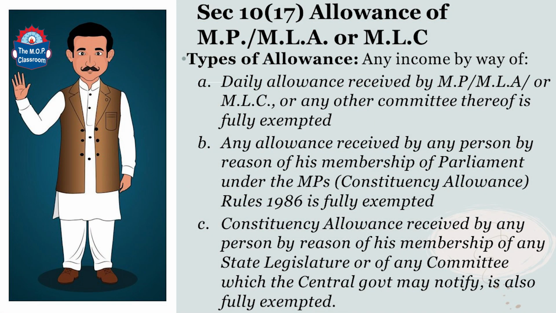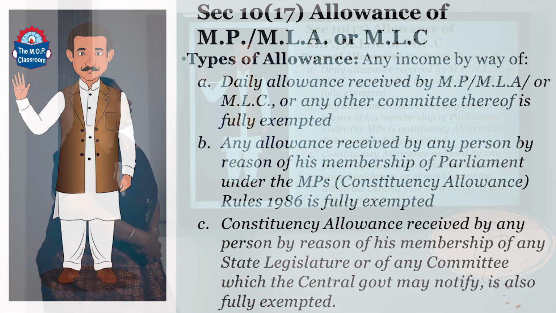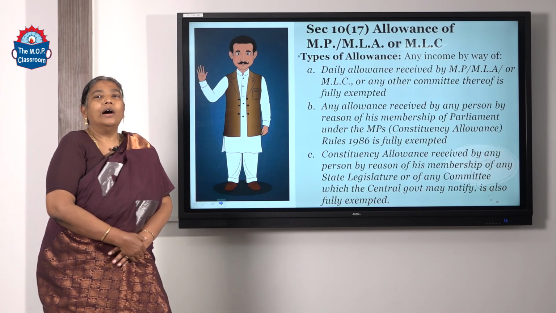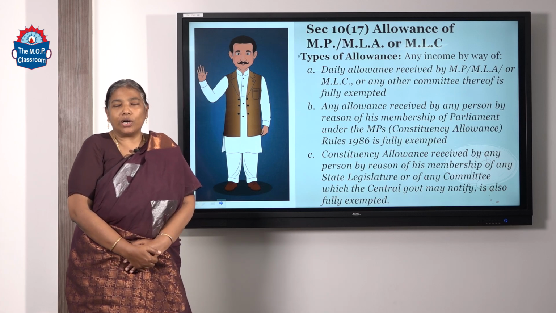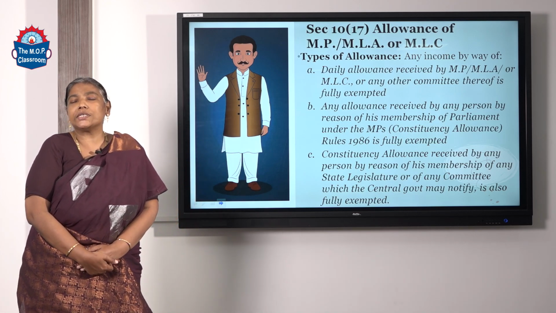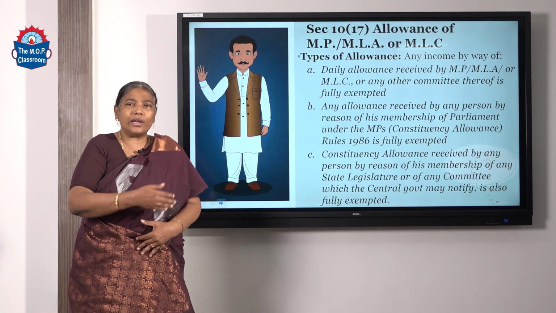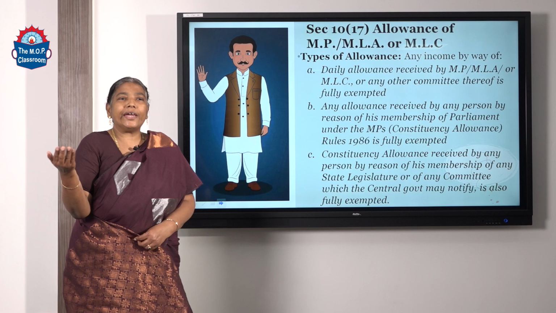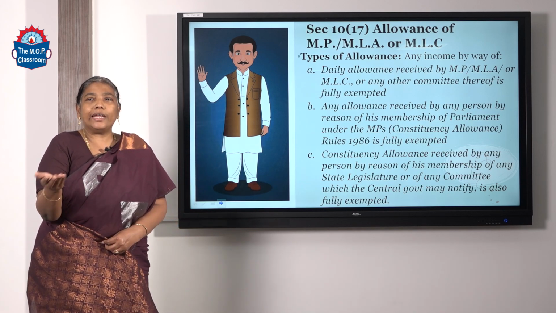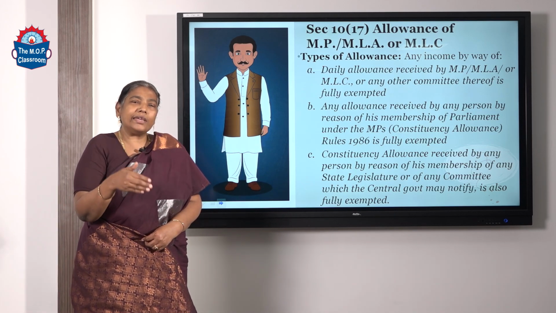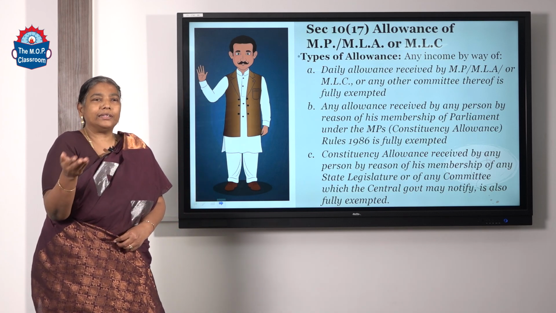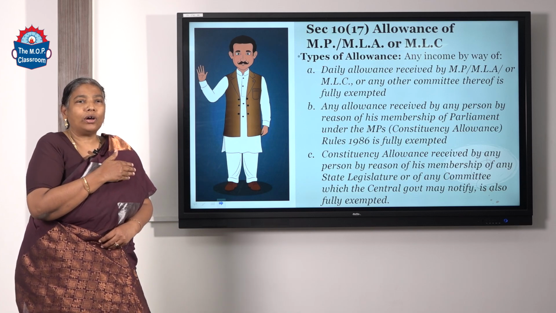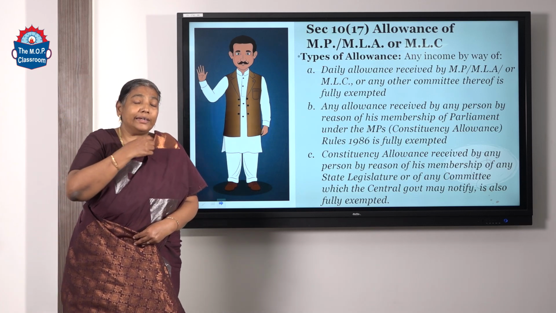Next comes section 10 subsection 17, the allowance that is given to an MP, MLA or MLC, that is, a member of parliament, member of legislative assembly and member of legislative council, such as daily allowance and constituency allowance. These allowances are meant only for the benefit of the constituency, for example, the one from where the MP or MLA has been chosen. So, he spends the allowance only for the welfare of the people in his constituency. On that basis they can claim the full exemption for those allowances.